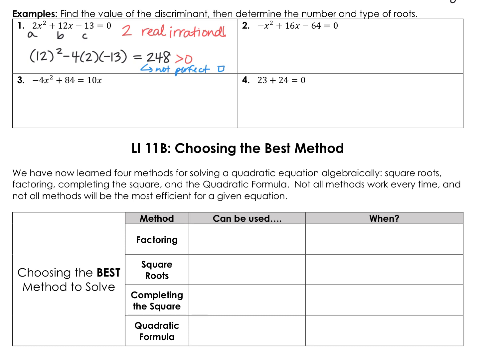Okay, onward we go. Again, A, B, C. A is negative 1, B is 16, C is negative 64. You're doing B squared, so 16 squared, minus 4 times A, which is negative 1, times C, which is negative 64. Type it in, type it in. Make sure you use parentheses.